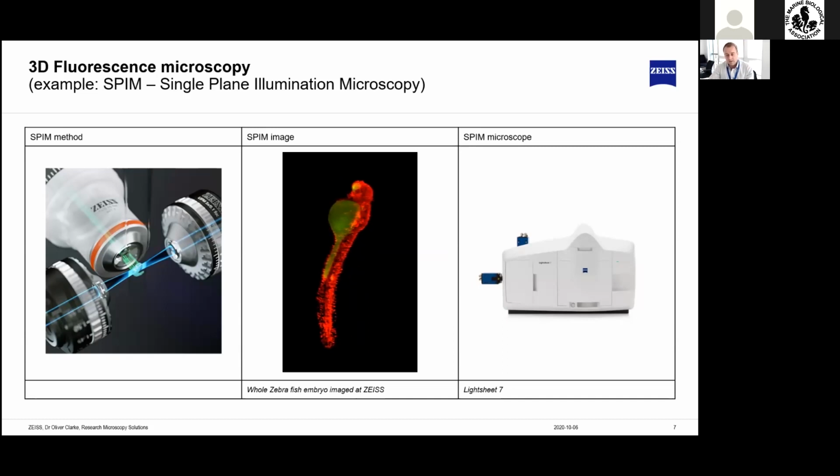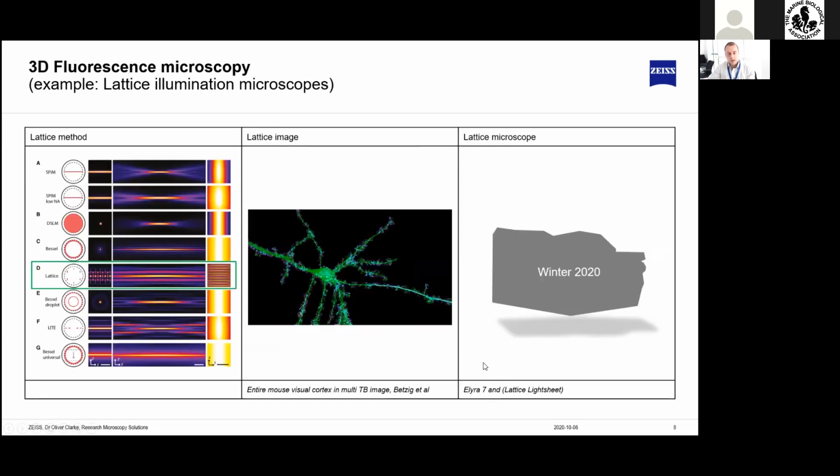In this case, a zebrafish embryo, which is GFP stained. And this has been done on an instrument called a light sheet. That's a commercial name. The generic name is a single plane illumination microscope. I'll come on to a little bit more about that when I talk about the next system. If I just move my slide on.